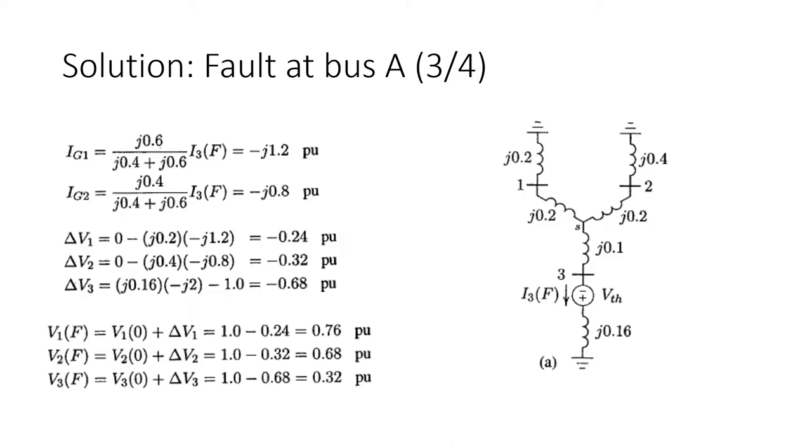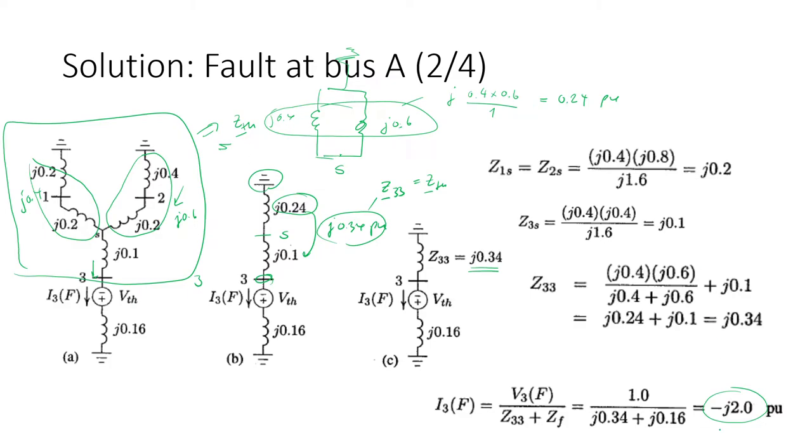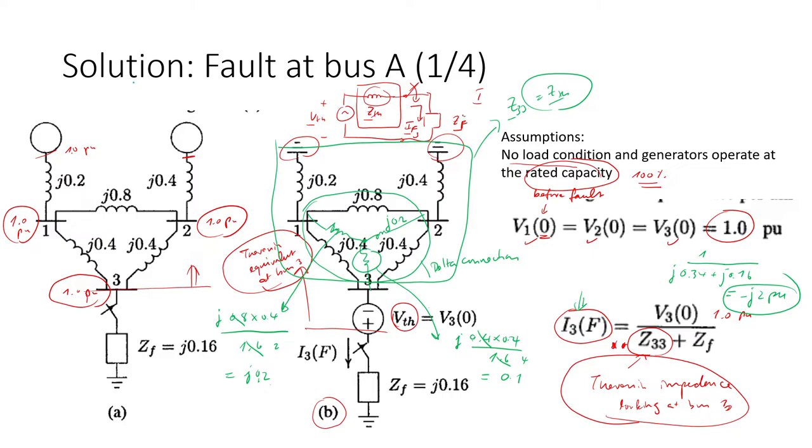Now we have to analyze the contribution of the fault current from generator 1 and generator 2. You can see that the total fault current was calculated at negative j2 per unit. So there is no source of energy except the generator 1, G1, and G2. You have the fault introduced here, and the current of negative j2 per unit flows at this bus, so the source of this 2 per unit current has to come from G1 and G2. Now we have to analyze the contribution of G1 and the contribution of G2 to this 2 per unit fault.